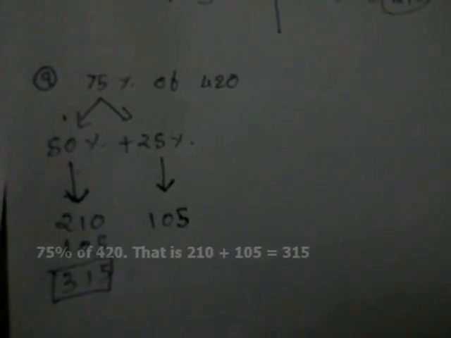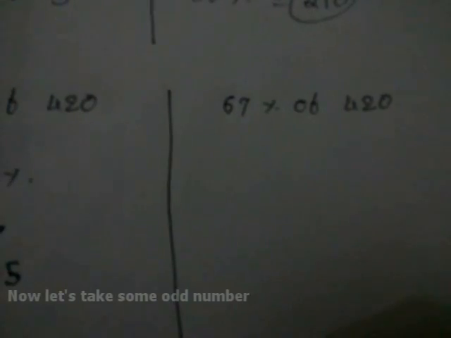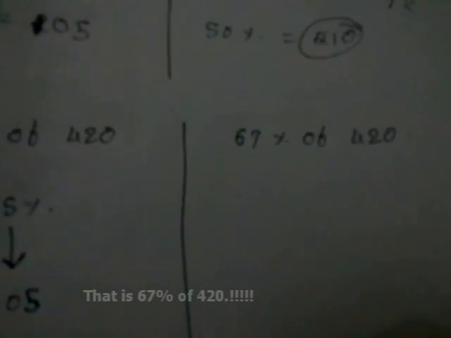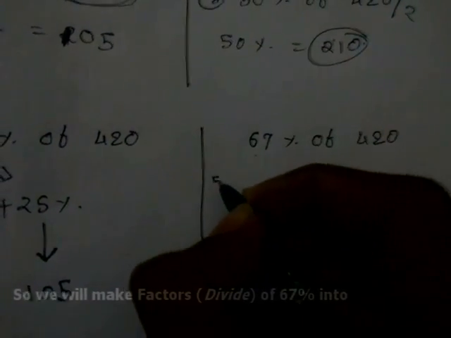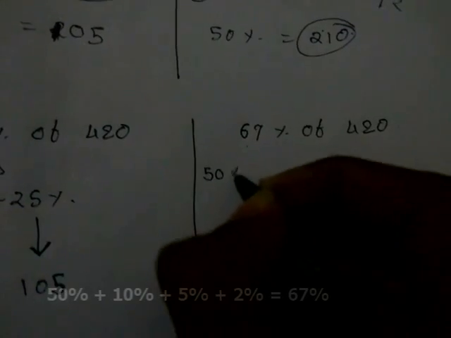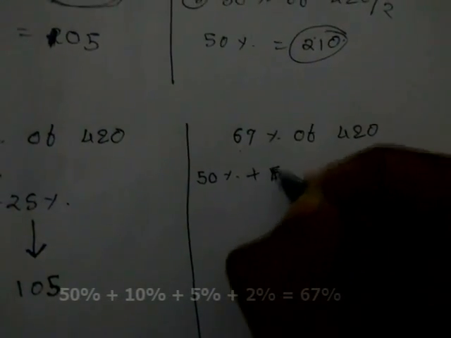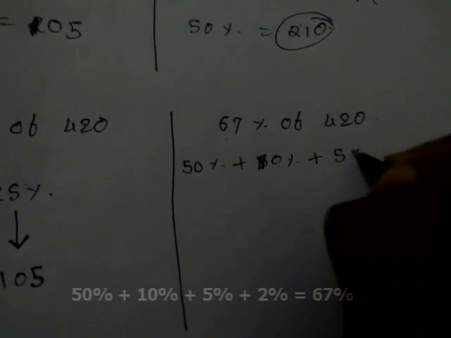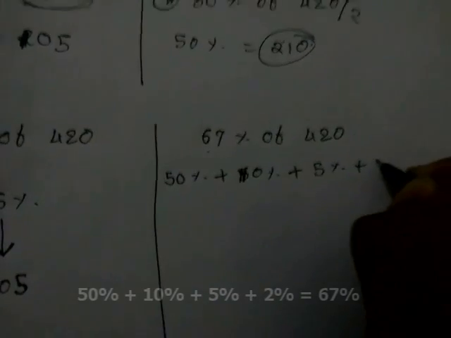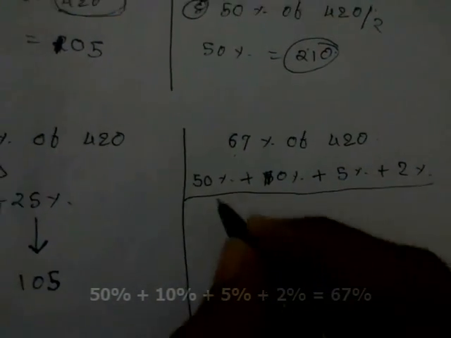350 is the final answer. Now let's take some odd number. That is 67% of 420. So we'll just divide 67% into 50% plus 10%, that is 60, plus 5%, 65, plus 2%. So we get this 67%.